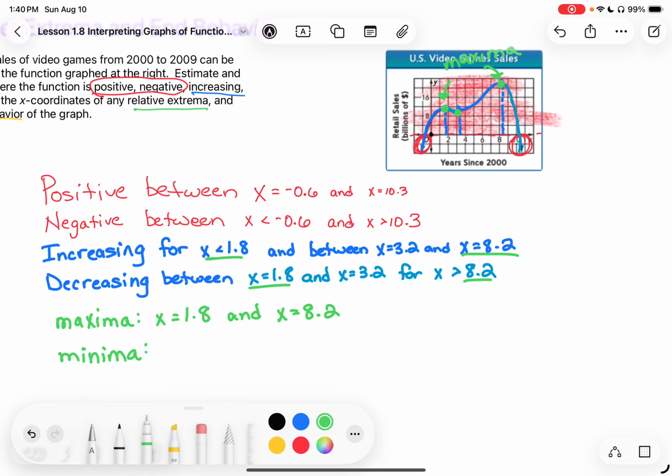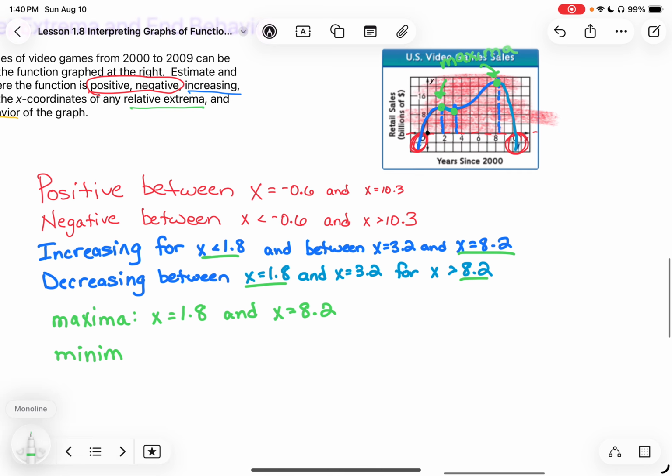And then we're actually going to have to change our wording here because we only have one minimum, not multiple. We have one minimum, and it's right here. One minimum at, and then 3.2 was the number that we used for those. One minimum at 3.2.